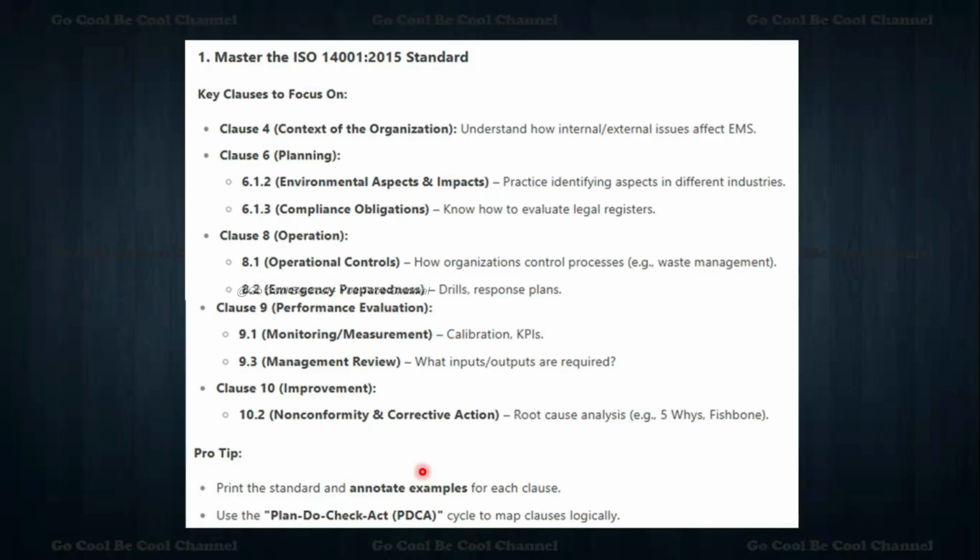So you will get a broad mindset before appearing for this 14K examination of lead auditor.